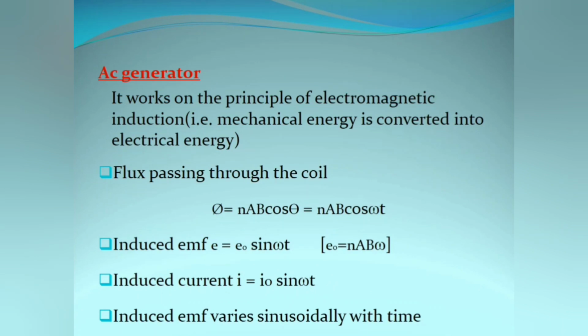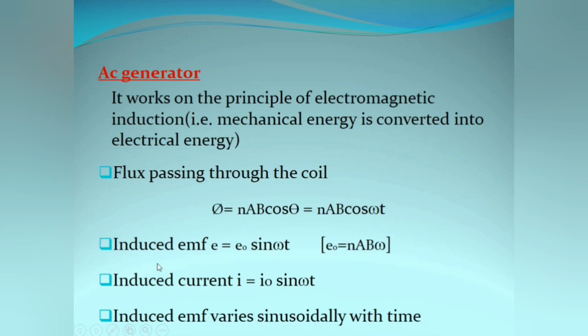This is AC generator. AC generator works on the principle of electromagnetic induction. That is, mechanical energy is converted into electrical energy. And magnetic flux passing through the coil is given by the equation. We know that phi equals B dot A or BA cos theta. For N number of turns, we can write NAB cos theta. Instead of theta, we can write omega t, because omega equals theta by t or theta equals omega into t.